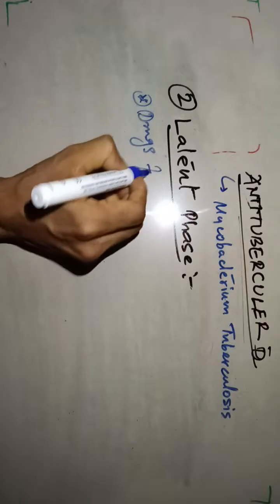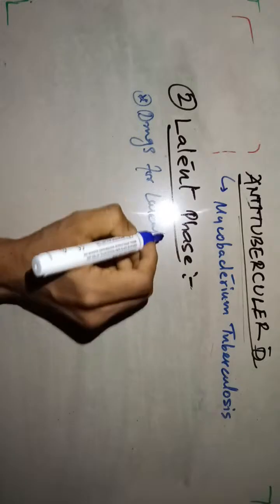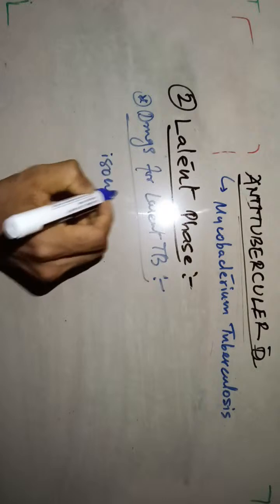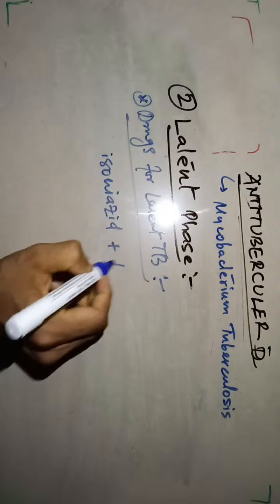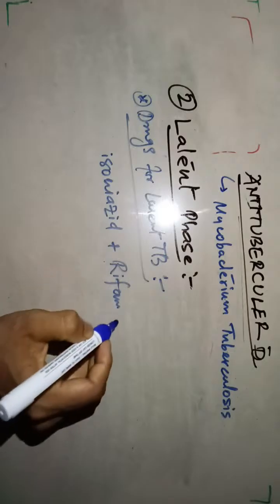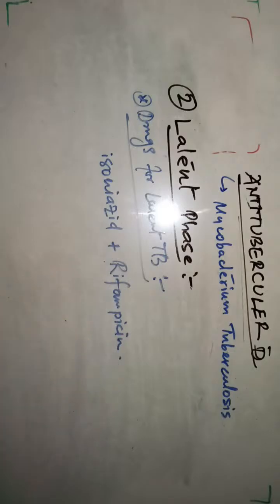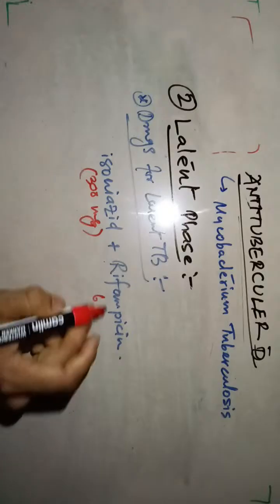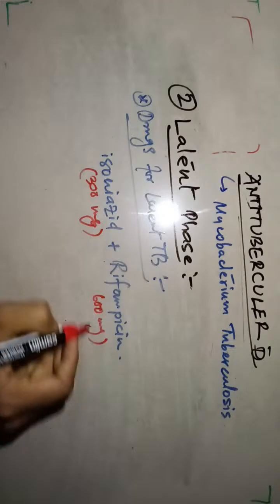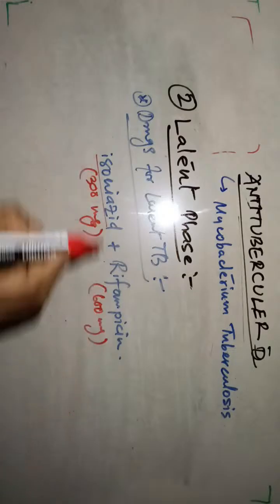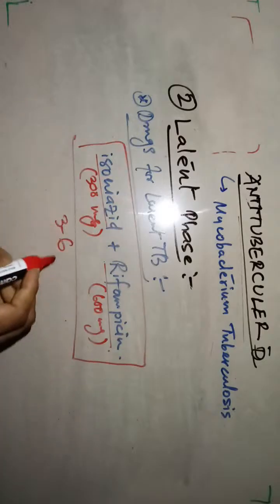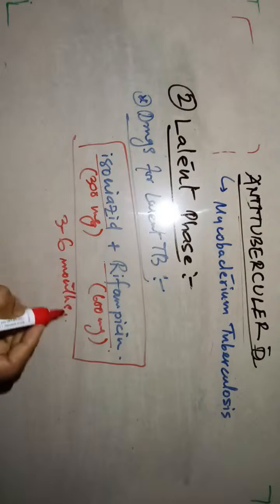Drugs for latent tuberculosis. Which drug will be used? Isoniazid plus rifampicin. In this, isoniazid will be 300 mg and rifampicin will be 600 mg, and it will be used for 3 to 6 months. So you have to remember, this dose will be used for 3 to 6 months.